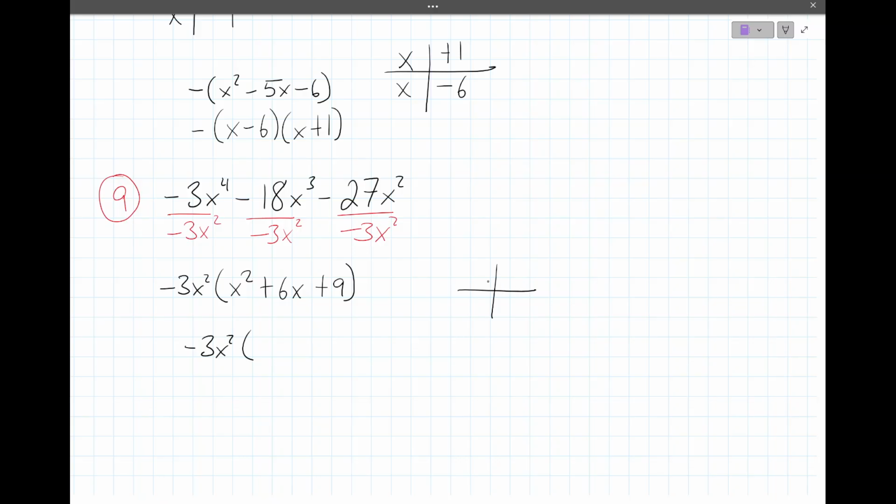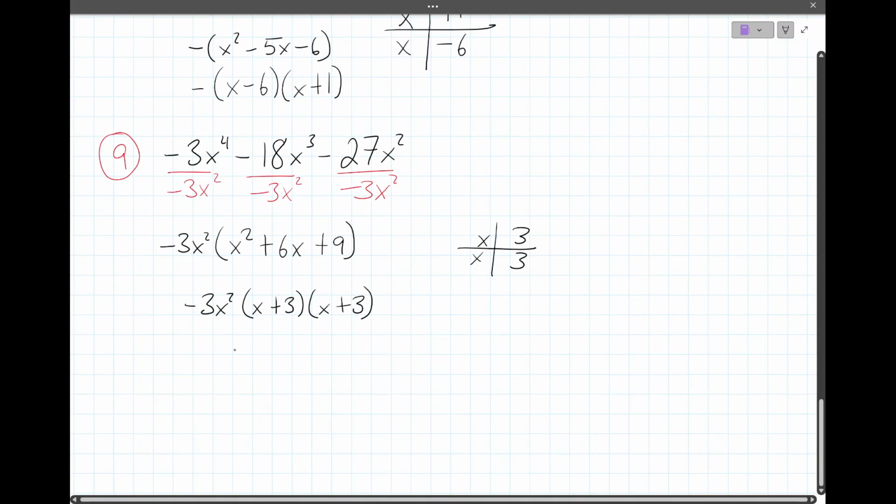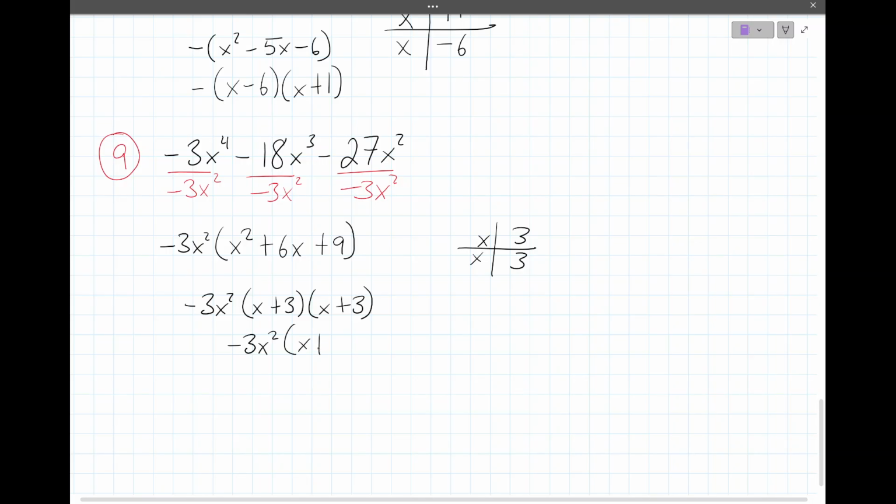Let's put it together. x, and it's either 9 and 1. Well, 9 and 1 add to 10, so that's not going to work. So 3 and 3. 3 plus 3 is 6. Hey, that works out. So my factors are going to be x plus 3, x plus 3. But it's repeating, right? It's the same multiplication. So what I essentially do have is negative 3x squared times x plus 3 squared. And that, my friends, is our factoring there.